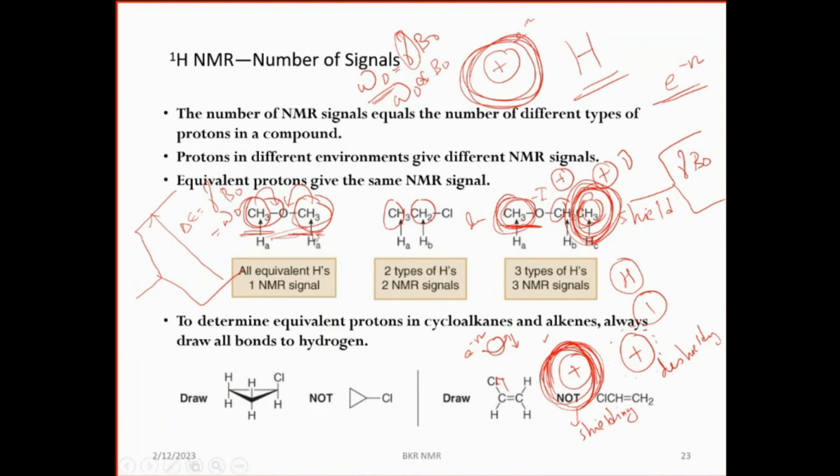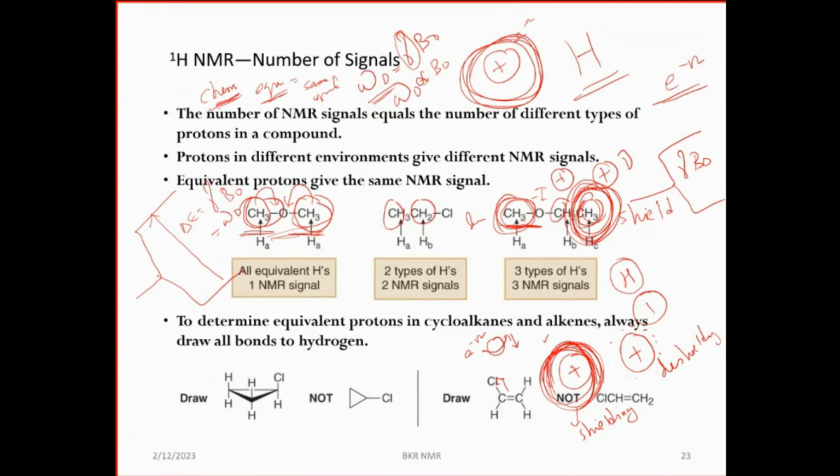If my environment is the same, I am said to be chemically equivalent. If my chemical environment is the same, I am chemically equivalent, and I'll give the same signal. If I'm in a different chemical environment, I'll give different signals. So chemically equivalent protons will give the same signal. A very important conclusion.